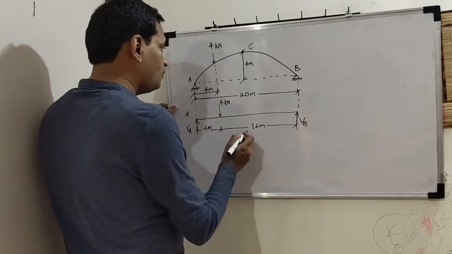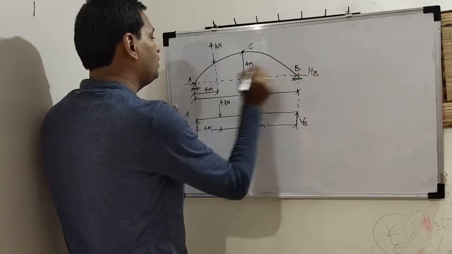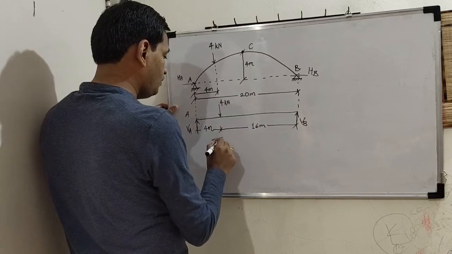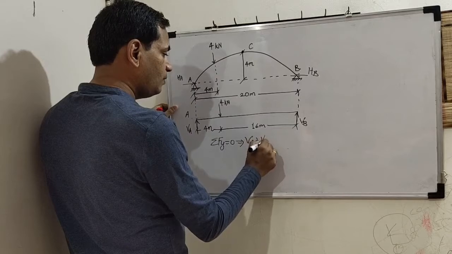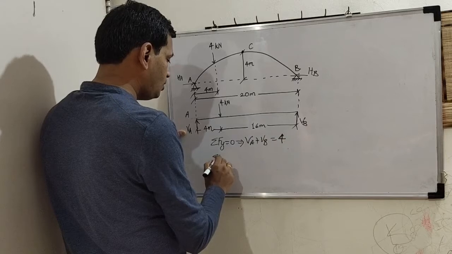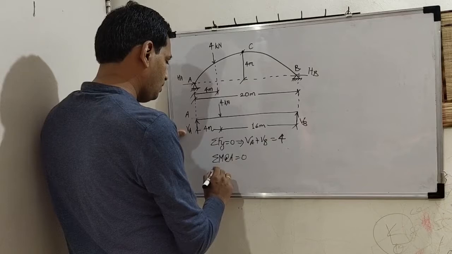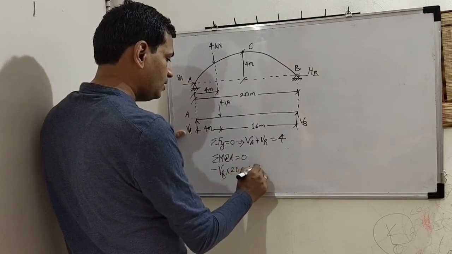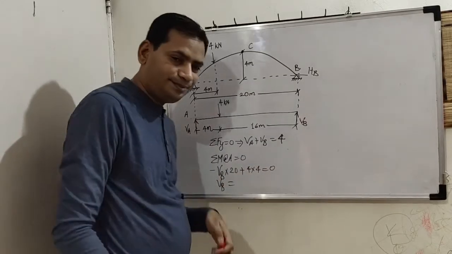Summation Fx is equal to 0 for the arches. It is going to give us HA is equal to HB, correct? Summation Fy is equal to 0 gives VA plus VB equal to 4. Third condition, summation of moment about A or B is equal to 0. From this, minus VB into 20 plus 4 into 16 is equal to 0. So VB is equal to how much? 16 upon 20.